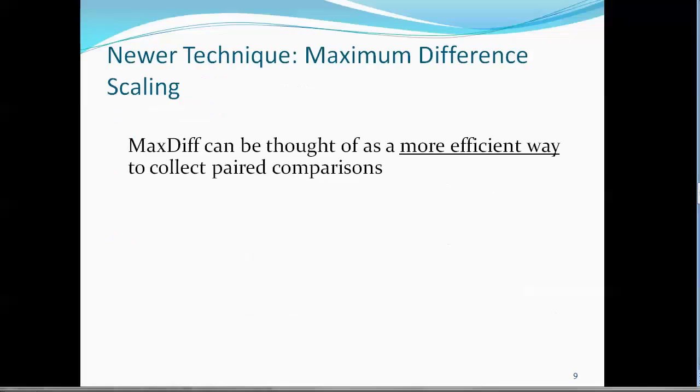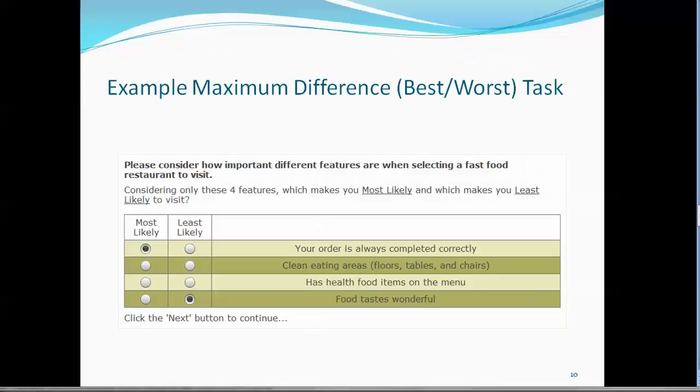Now we're at the point we wanted to talk about, which is maximum difference scaling, or best-worst scaling. It turns out that MaxDiff is just a more efficient way to collect paired comparisons information. For example, this is a maximum difference or best-worst task. Here we're showing 4 attributes about a fast food restaurant, and we're asking respondents to indicate which of these would make them most likely to want to visit a restaurant versus least likely. This particular respondent has said that "your order is always completed correctly," item A, is most likely to make them want to visit a restaurant, and that "the food tastes wonderful" is least likely to influence them to go to a restaurant.